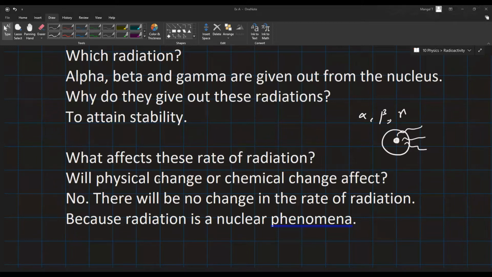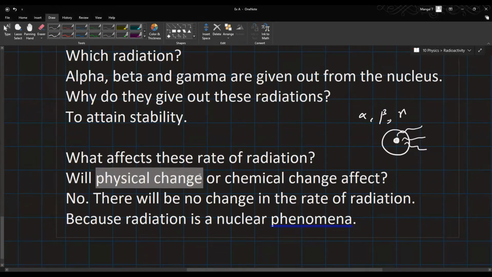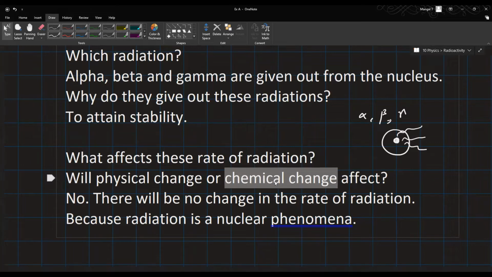I'm saying that when there is a physical change, that means the shape and size of the substance changes. The substance melts, from solid it becomes a liquid, from liquid it becomes a solid. This is physical change. Chemical change: how does chemical change take place? By either sharing electrons, donating electrons, or accepting electrons.